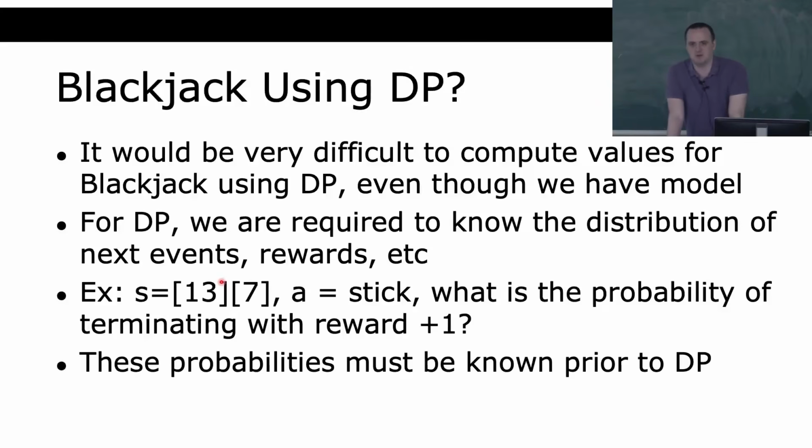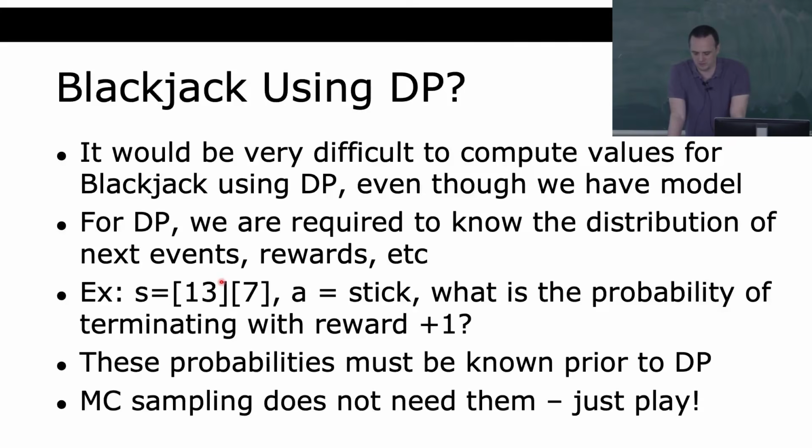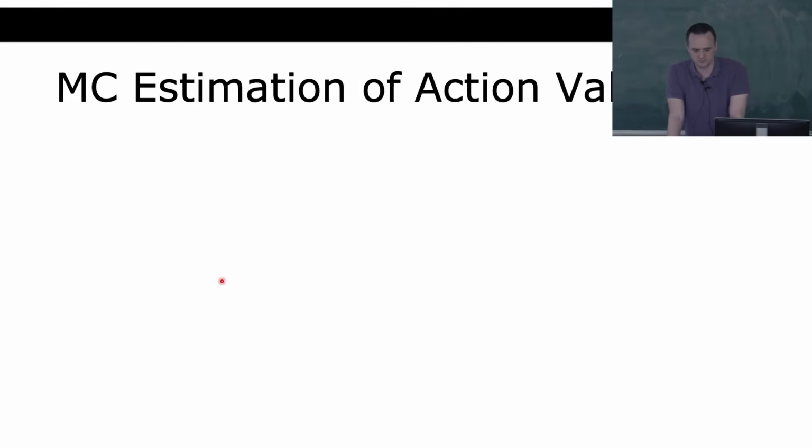And they must be known when I'm using dynamic programming. Monte Carlo doesn't care. It doesn't need to know about randomness. It doesn't need to know about rules or anything. It just takes the average of what you've done.